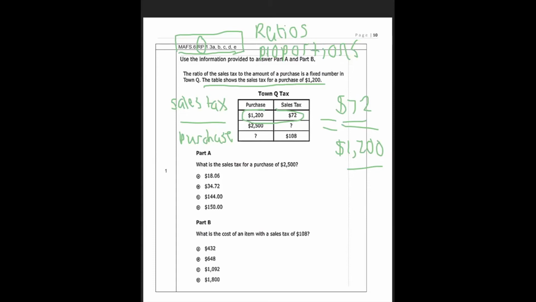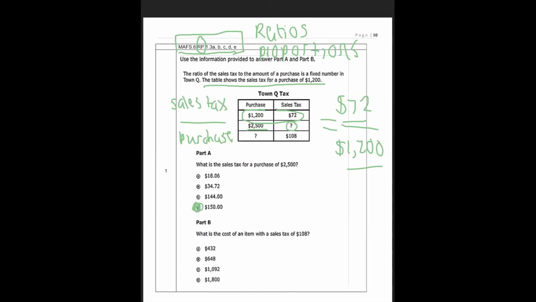All right, so let's see. What is the sales tax for a purchase of $2,500? Okay, so basically, the $2,500 is over here. We're missing this one, the question mark. So what we're going to do is set up a proportion to figure out the missing value. I think it's D. You think it's D? That's the answer. It is.